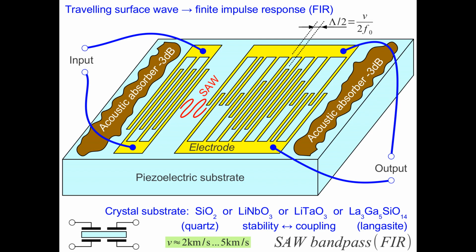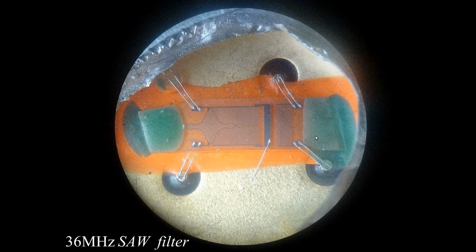These are surface acoustic wave filters. And these filters are finite impulse response, so they're maybe easier to work with. The only problem is the loss of signal here and the loss of signal here. So surface acoustic wave filters usually have a high insertion loss. On this picture we have a photograph of a very old surface acoustic wave filter used at 36 MHz for the intermediate frequency of analog television receivers.